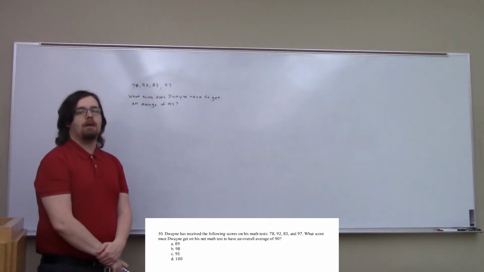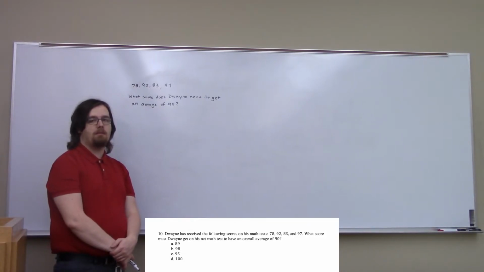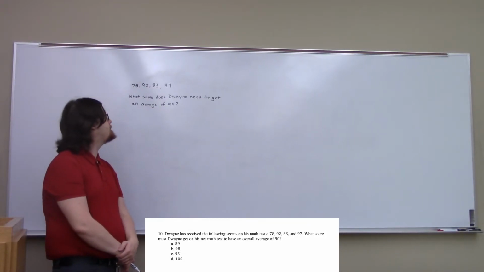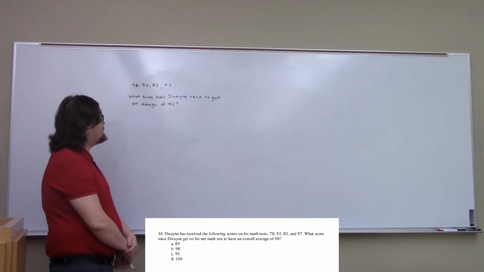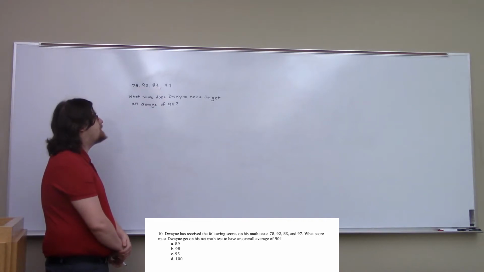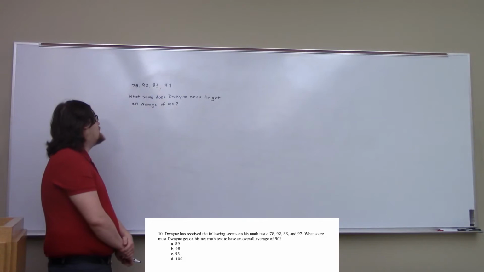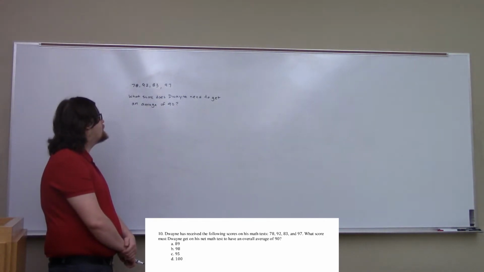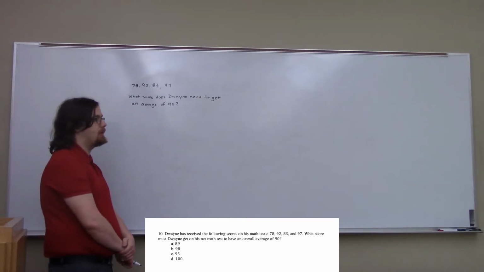Alright, so here we have problem number 10 from test 2 from the test prep books TSI assessment. Here we're told that Dwayne has scored a 78, 92, 83, and 97 on his previous exams. We're then asked to determine what score Dwayne needs to get an average of 90 on his exams.